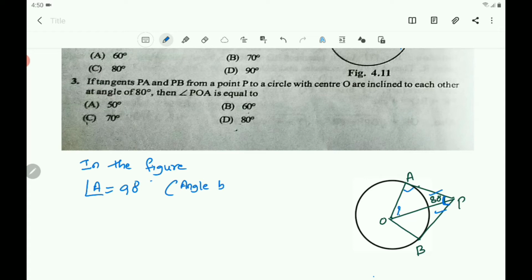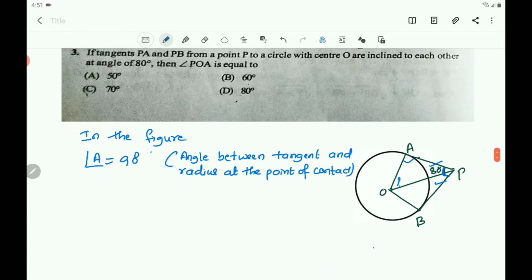Angle between tangent and radius at the point of contact, so that must be equal to 90 degree.